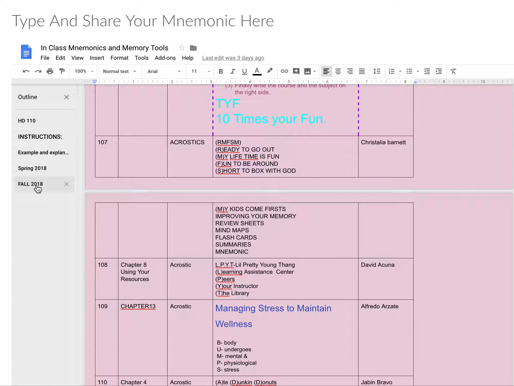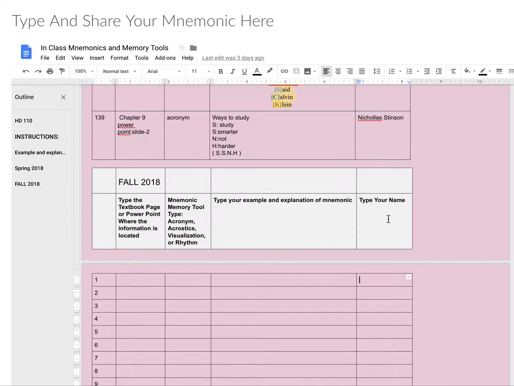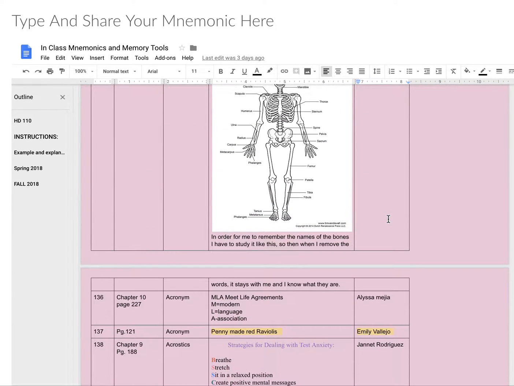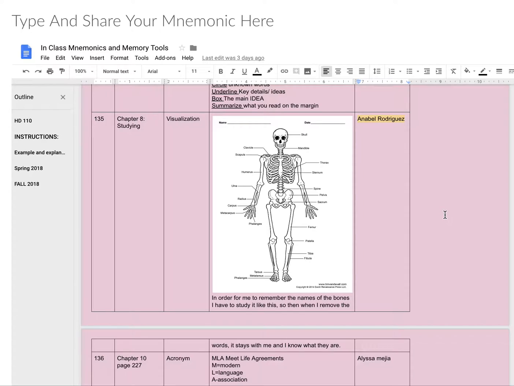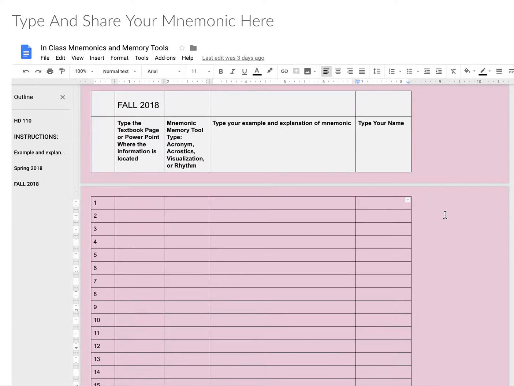So if you don't want to scroll, you could just go off to the left and click on Fall 2019, and the page will jump to Fall 2019. Again, you put the page number under the page number or the PowerPoint slide, and then you write down if you're doing acrostic, acronym, visualization, or rhyme, and then you type the example and you type your name, and then I will go back and give you credit in Canvas. So again, check out other people's stuff, and please be sure to double check back in case you are looking to see what other people create.